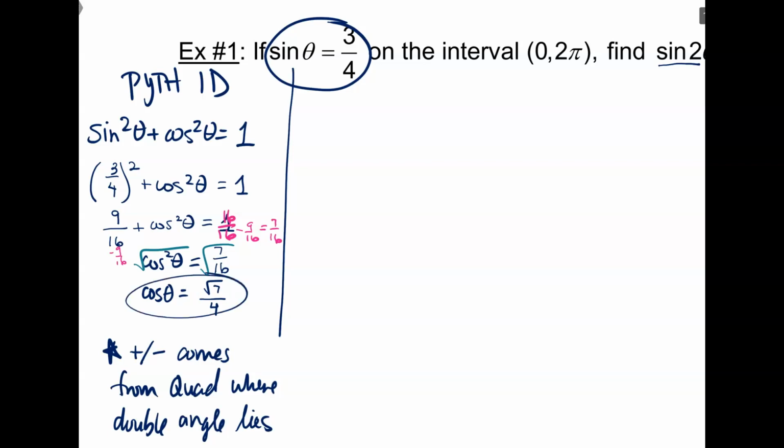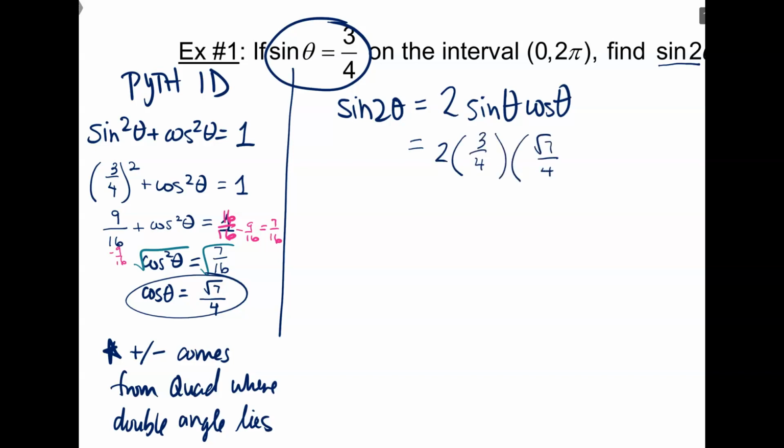All right, so I have cosine, I have sine, and the first thing we have to do is find sine of my double angle. That's just going to be equal to 2 times sine theta cosine theta. So this is 2 times 3/4 times square root 7 over 4. If I simplify, both of these are divisible by 2, so I have 3 root 7 over 8.